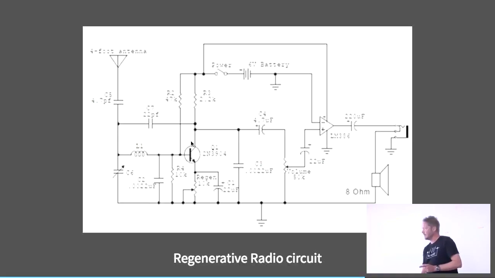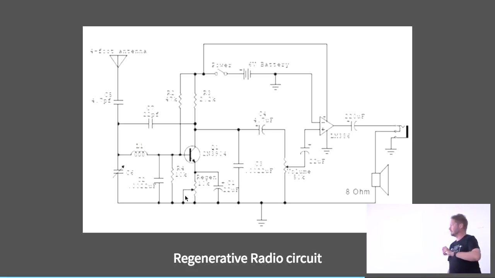And the way a regenerative radio works is that it takes some of the output of the amplifier and feeds it back to the input. That's what this capacitor is doing. It's feeding some of the amplified signal back to the input and back in there again. And when you provide that kind of feedback to an amplifier, it increases the gain of the amplifier. And the amount by which that's increased is controlled by this little control down here, the regenerative control.